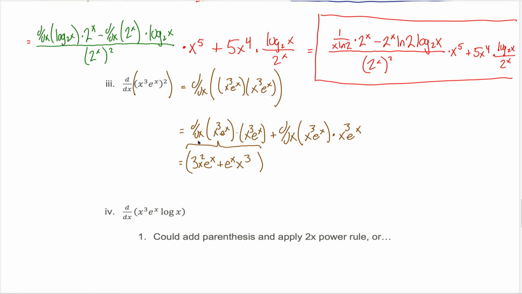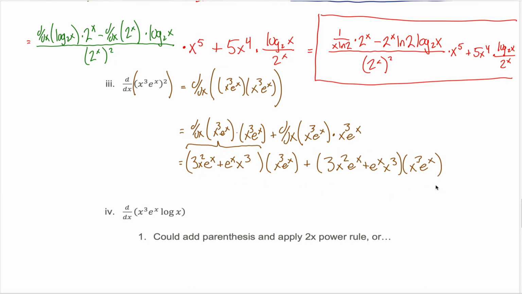That's not my answer. That's just one of the 4 parts that make up my answer. I have to take that and multiply it by this x cubed e to the x. And then I want to add to that this derivative. But if you're clever, you might recognize that we already figured out that derivative. So that's the exact same as what I have written here, 3x squared e to the x plus e to the x times x cubed times this x cubed e to the x. As long as you're careful with your parentheses, this right here is the right answer.